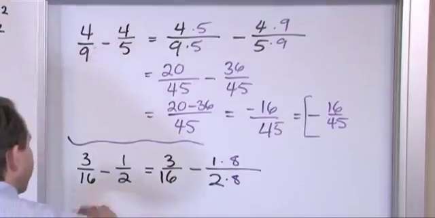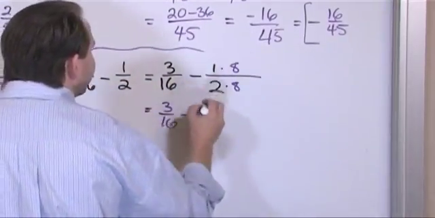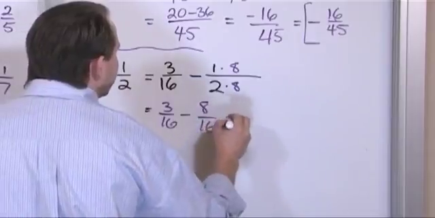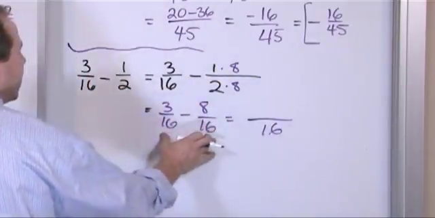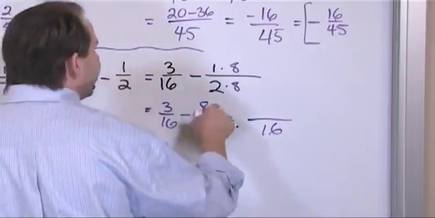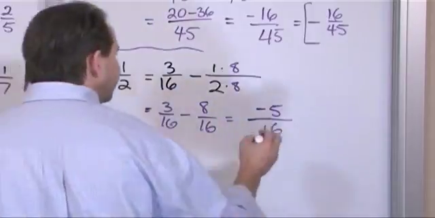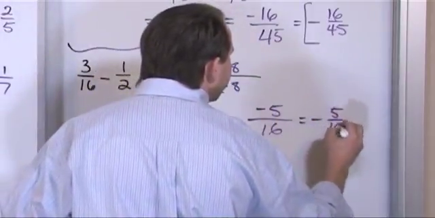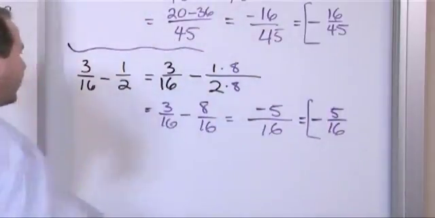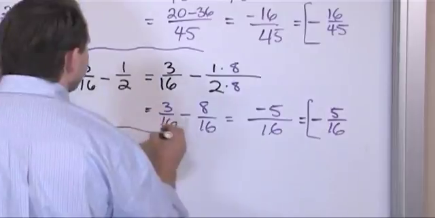So when I do that, I'm going to have 3/16 minus 1 times 8 is 8/16. So the final answer is going to be over 16 because that's my denominator. 3 minus 8 is negative 5. So negative 5/16. And if you don't want to leave that negative up there, just leave it as down here, negative 5/16. But you could circle that as your answer. That's fine too.